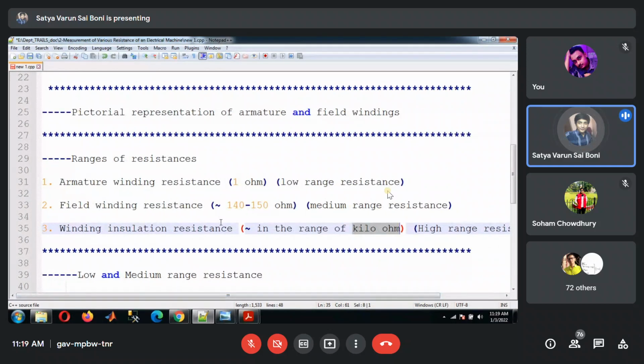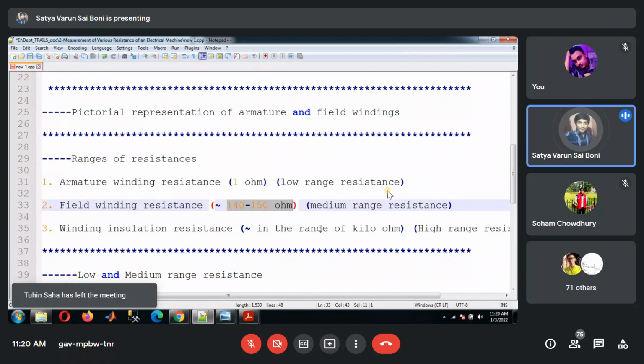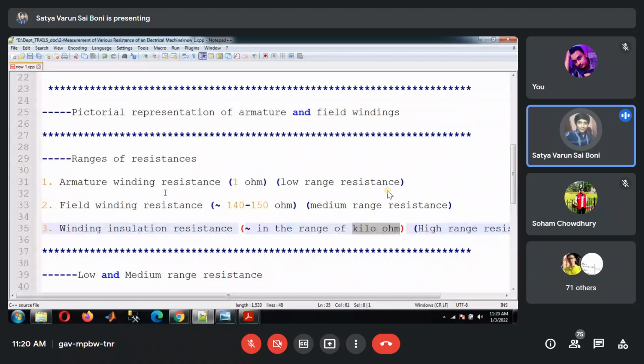So in order to measure the DC overall resistance of the machine, we should know the ranges first, because we can't use the same meter for measuring the resistance for everything, because we have specific methods for measuring the resistances. So we should first know, armature resistance is in the range of 1 ohm. Field winding resistance is in the range of 140 to 150 ohm. And winding insulation resistance is in the range of kilo-ohm. So based on these values of resistances, we have different methods.